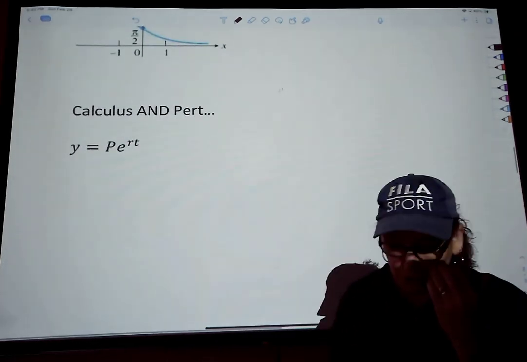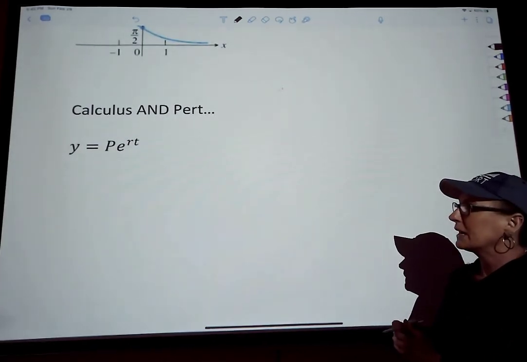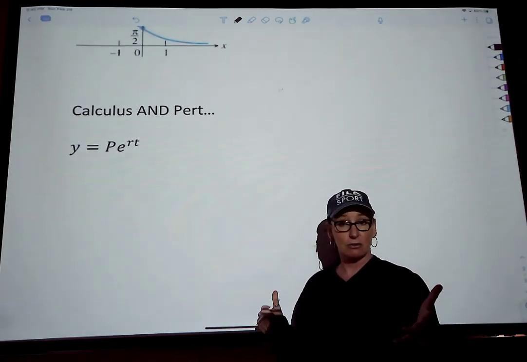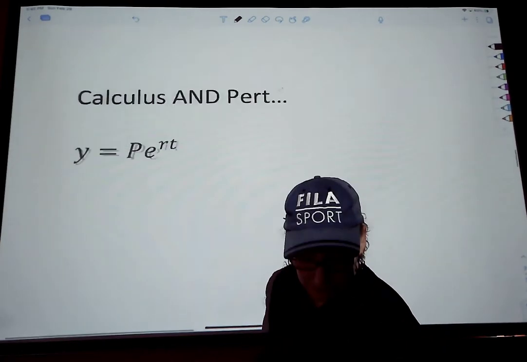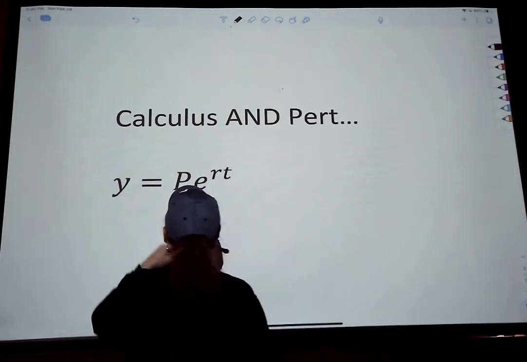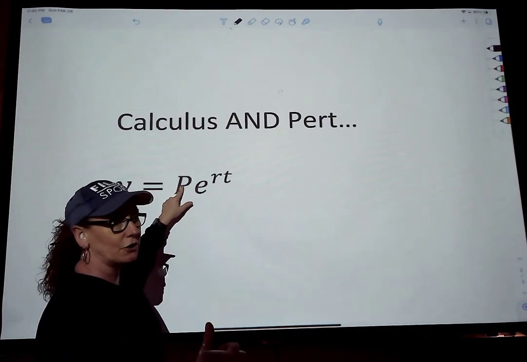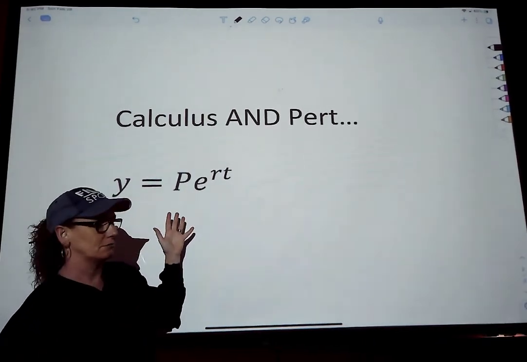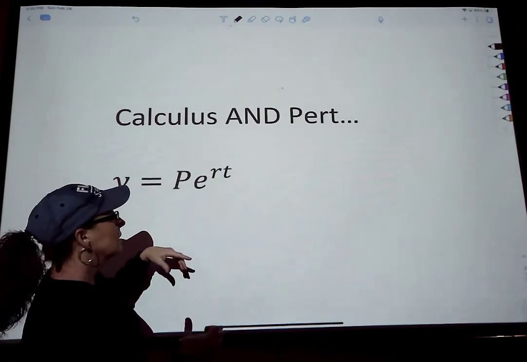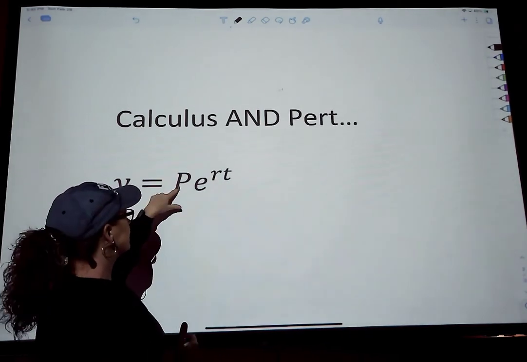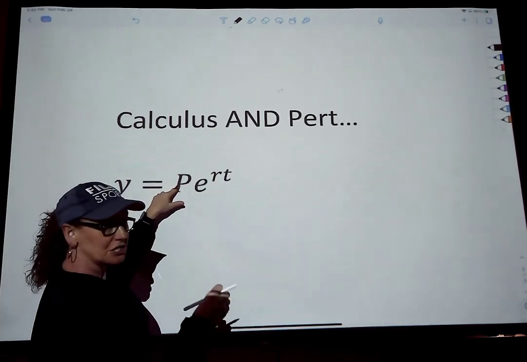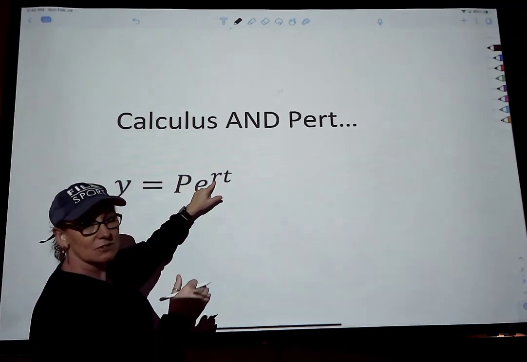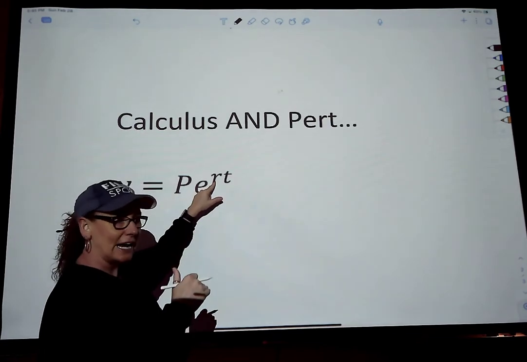Oh, I want to show you a really cool relationship between calculus and Pert equations. Remember, Pert represents exponential growth and exponential decay. So just a quick review from pre-cal. This is our initial value. So if we're looking at, I don't know, a population of a city, whatever, and its growth rate. This is our initial population at the beginning of our experiment. This is 2.7-ish. This represents the rate of growth or the rate of decay.